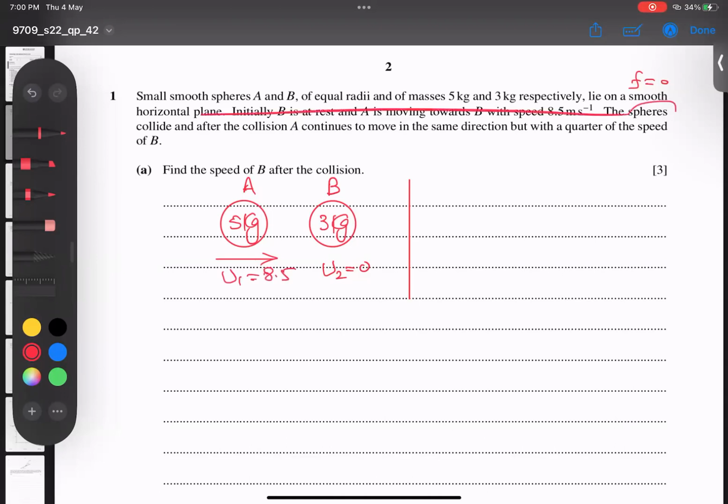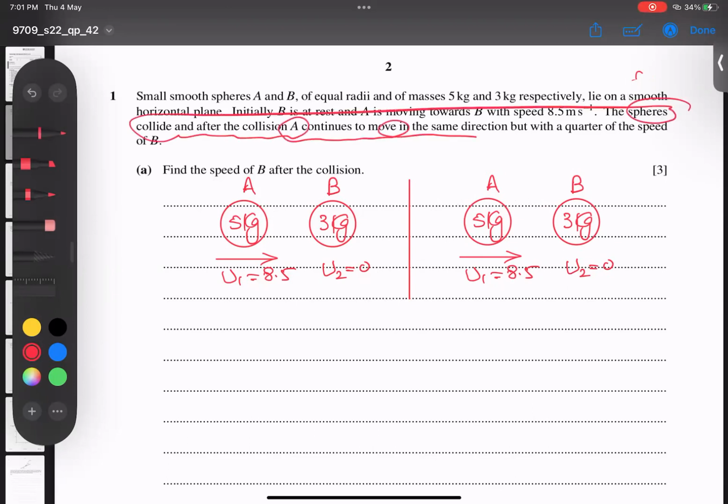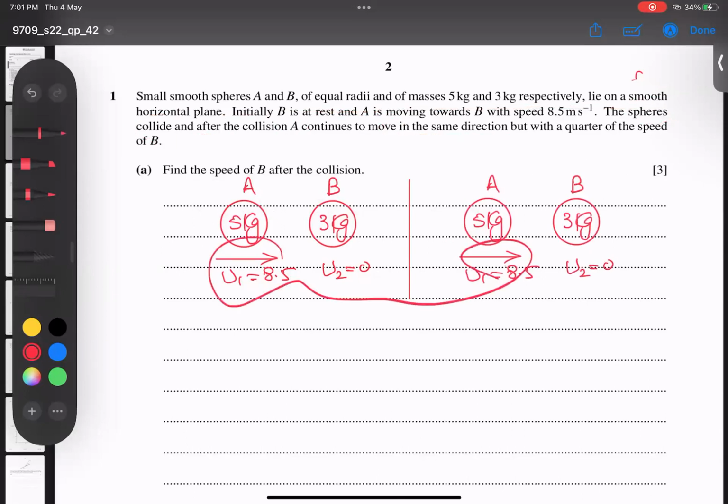The spheres collide. After collision, A continues to move in the same direction. So what is the direction before? Same direction. But with a quarter of the speed of B.